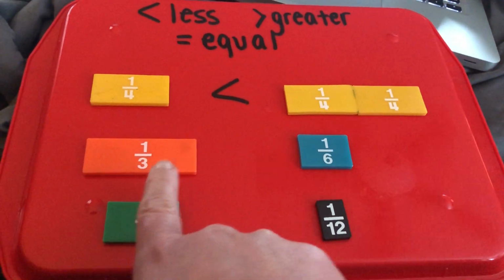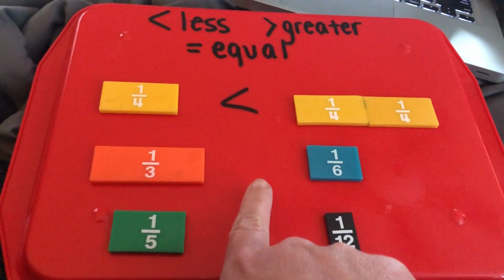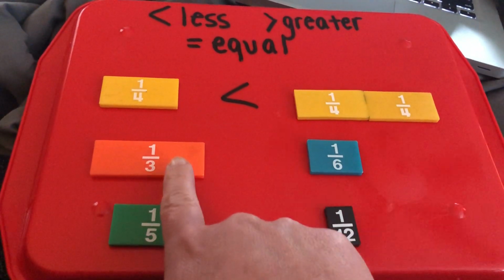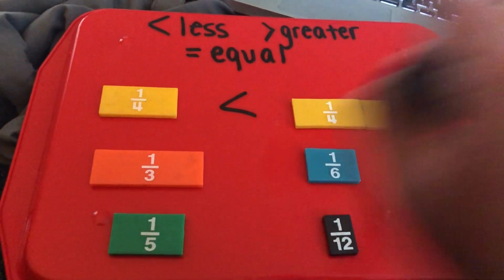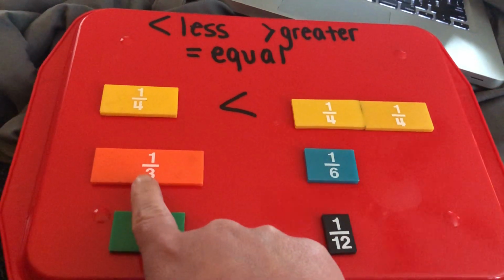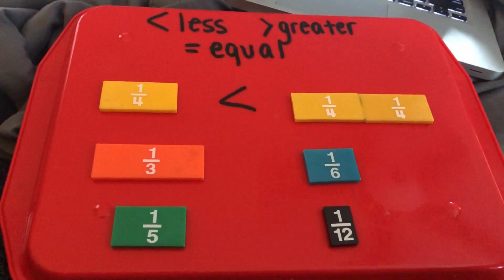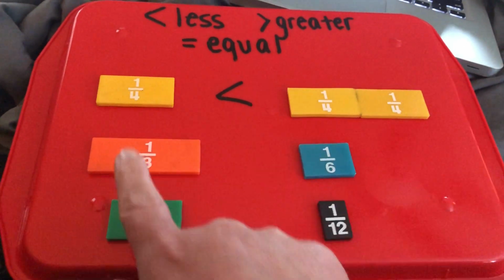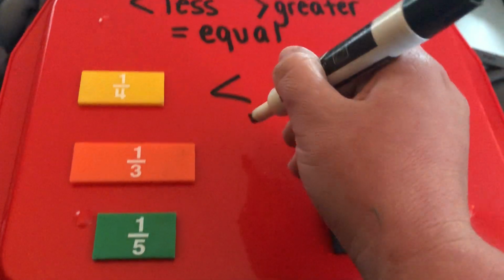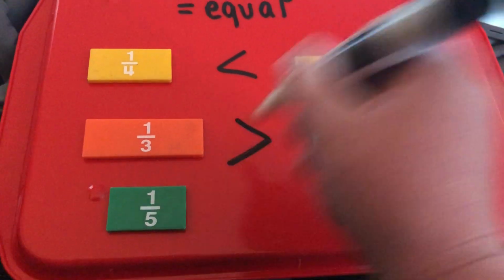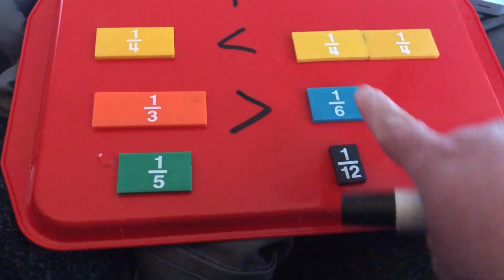Now let's look at 1/3 and 1/6. I can say 1/3 is less than 1/6, which means 1/3 would be smaller. I can say 1/3 is greater than 1/6, which means 1/3 would be bigger. Or I can say they are equal. I clearly can see that they are not equal. But I'm thinking that this one is bigger. So I'm thinking 1/3 is greater than 1/6. So 1/3 is bigger than 1/6.